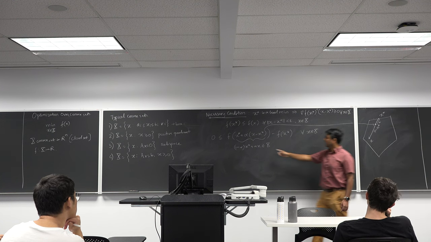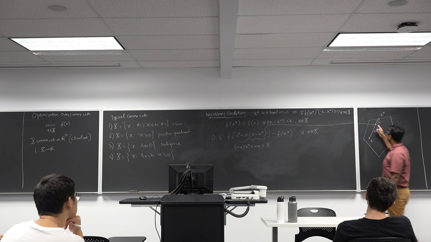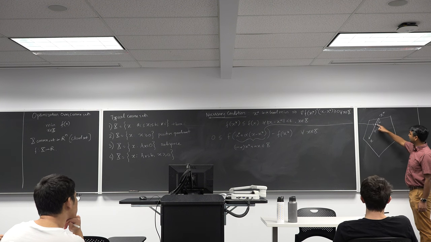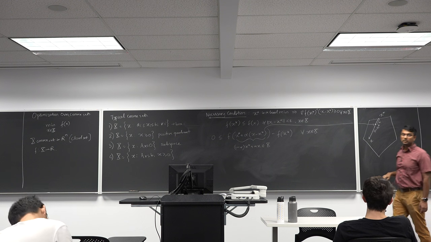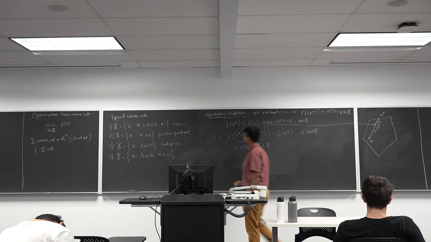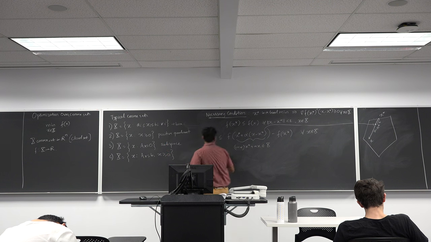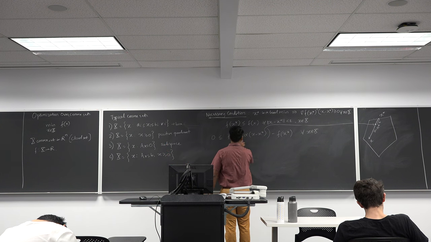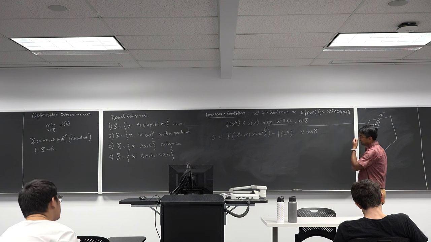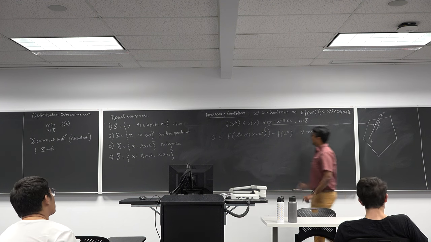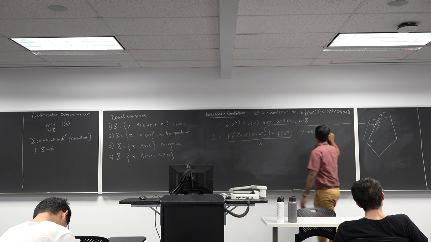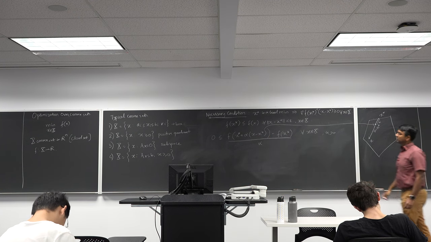And I know that this point is going to lie in the set capital X itself because capital X is a convex set. So every point in this line segment will lie in the set itself. So that's what I was stating here. What should I do now? I'm going to divide it by alpha. Alpha is greater than 0.